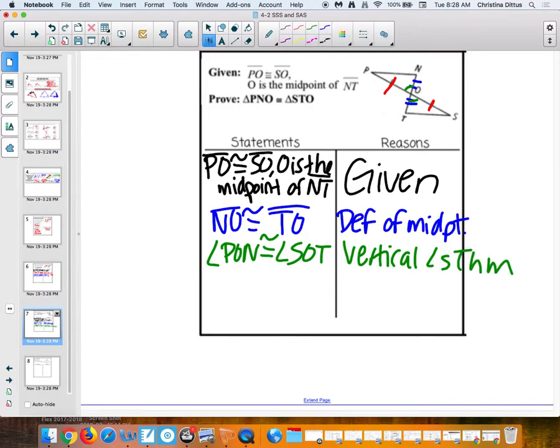Alright. What do we got? You gotta write down the proof. Triangle PNO is congruent to triangle STO. And we're trying to write the reason: SAS. SAS.